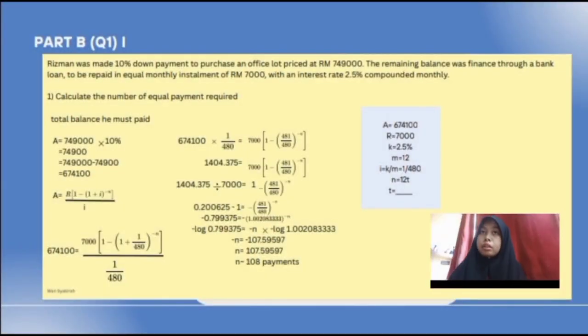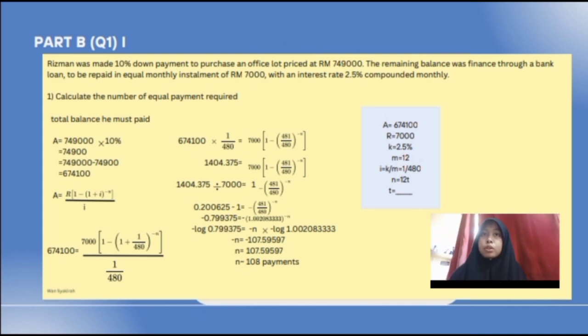Next, part B, question 1. This man made a 10% down payment to purchase an office lot priced at 79,000 ringgit. The remaining balance was financed with a bank loan to be repaid in equal monthly installments of 7,000 ringgit with an interest rate of 2.5% compounded annually. Number 1. Calculate the number of equal payments required.